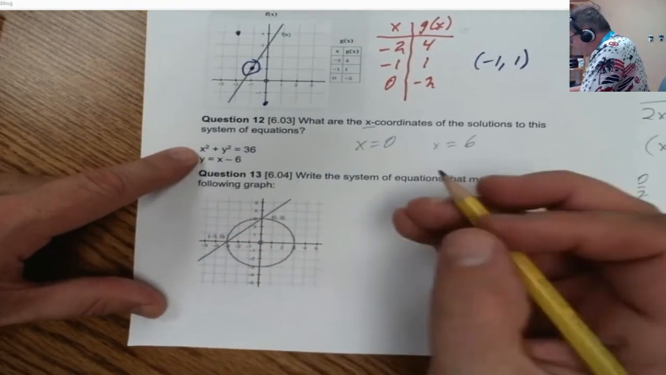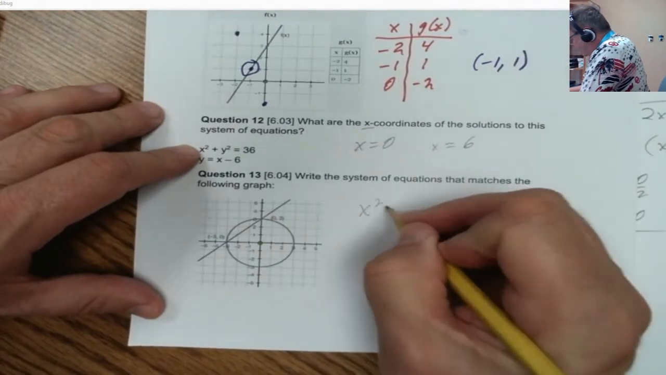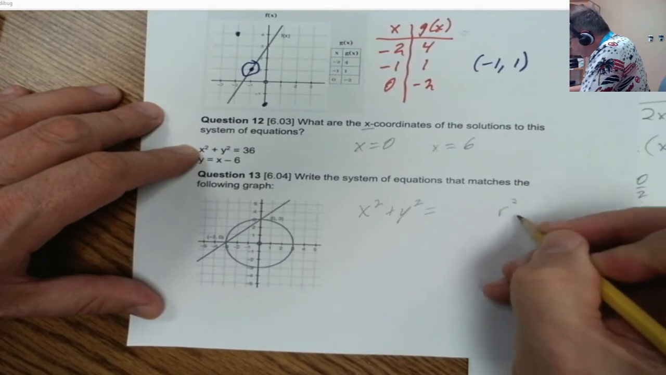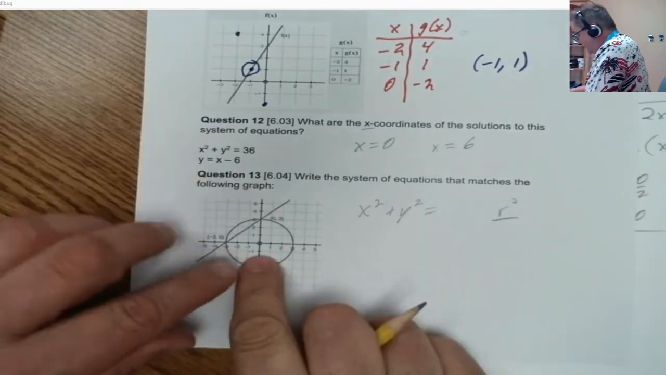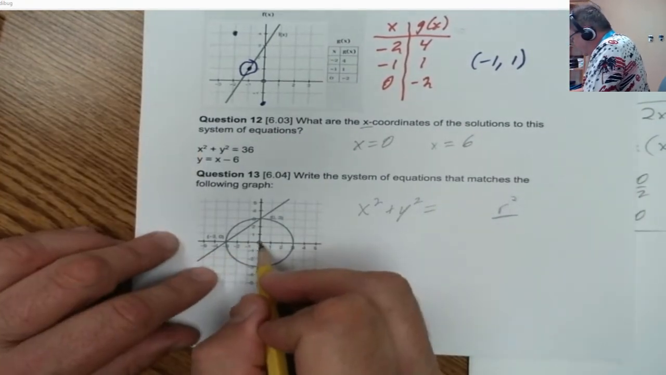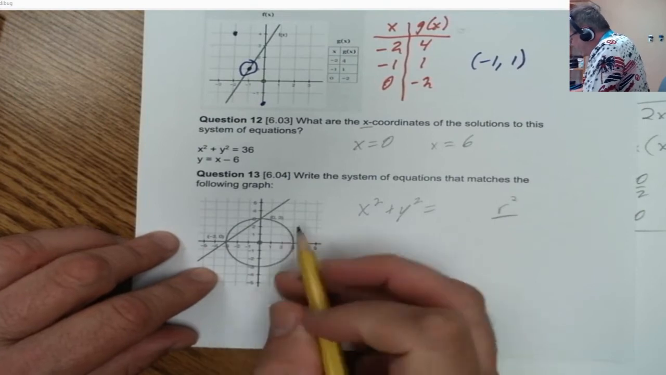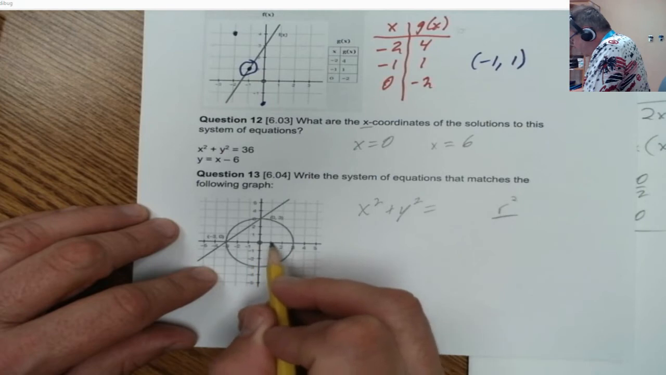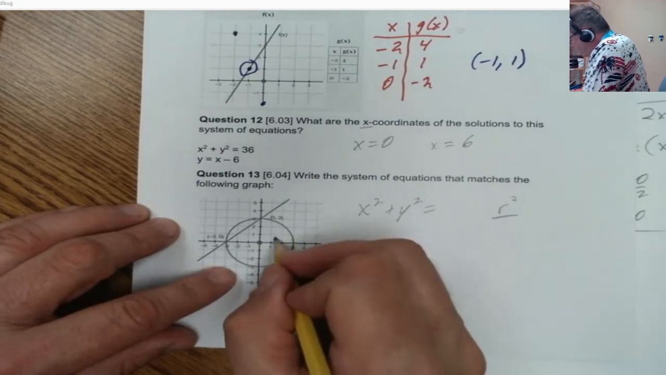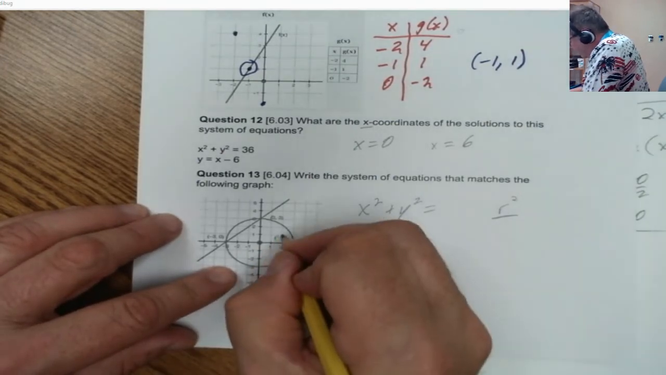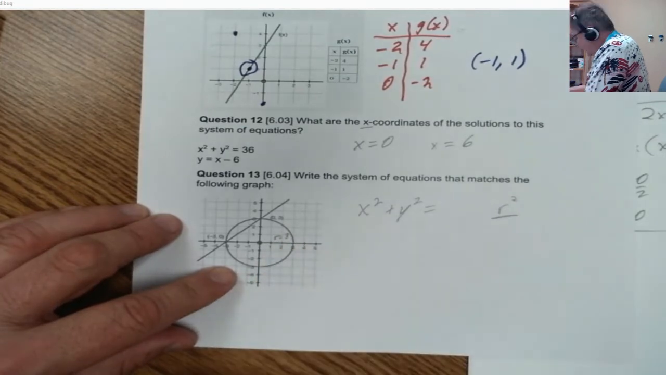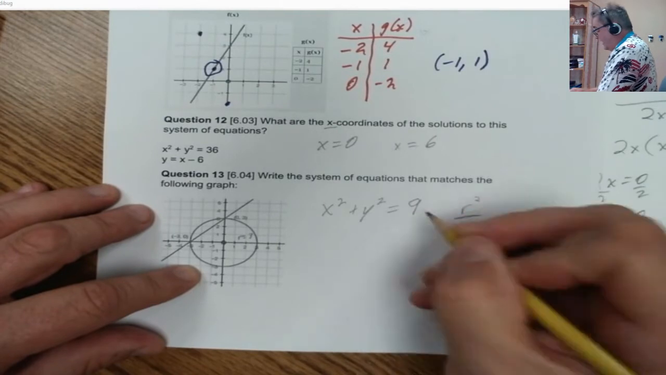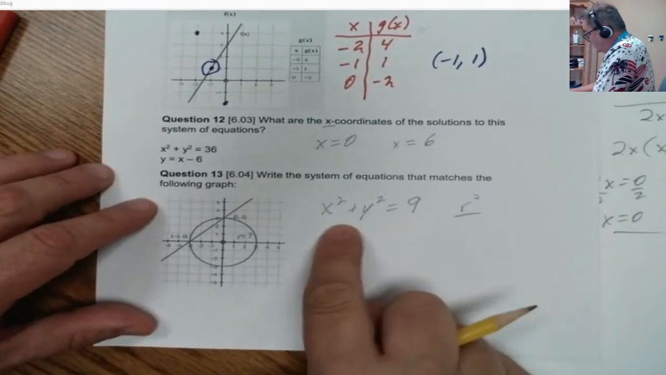So we have x squared plus y squared equals the radius squared. That's what goes over here. What's the radius? The radius is from the center, 1, 2, 3. This is geometry. We already had geometry. So 1, 2, 3 is the radius. All right. R equals 3. Since the radius is 3, that means this is 3 squared or 9. So that's one of the equations.